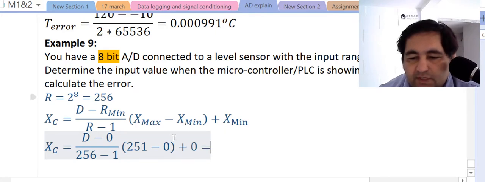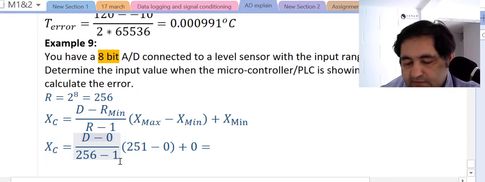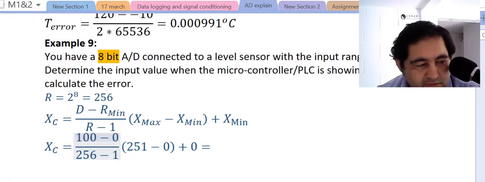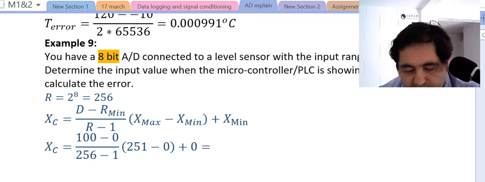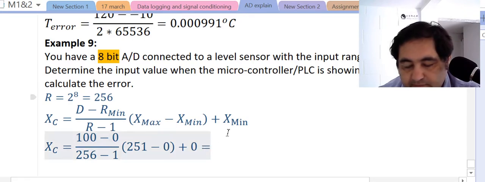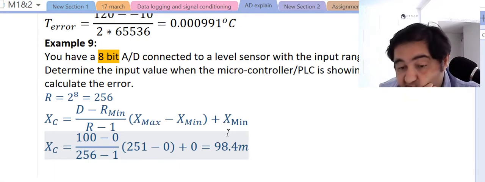How much is D? D was 100. So it is 100 divided by 255, and that goes to multiply the 251, plus 0, which is giving us 98.43 meters. 98.4 meters. Obviously, it is not a very good accuracy.